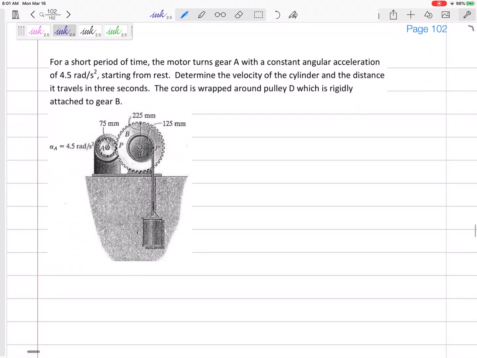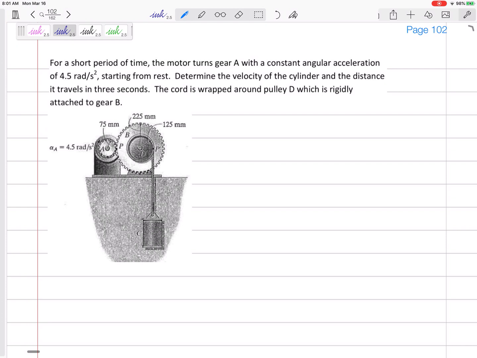Okay. One more problem in this section. We can do this. Alright, for a short period of time, the motor turns gear A with a constant angular acceleration of 4 radians per second squared starting from rest. Determine the velocity of the cylinder and the distance it travels in 3 seconds.